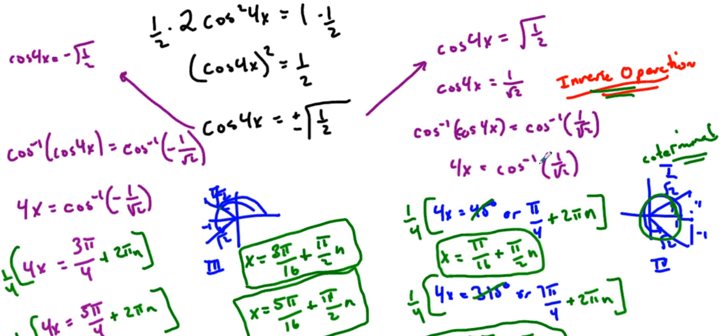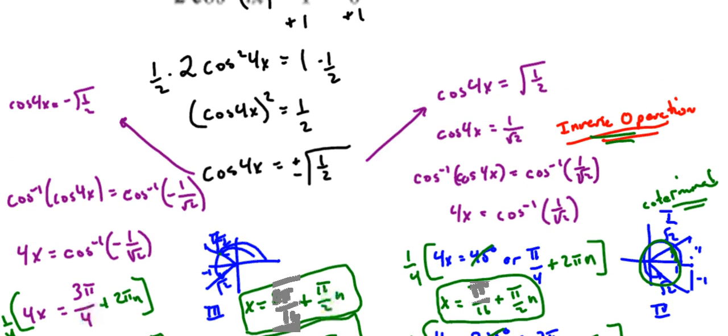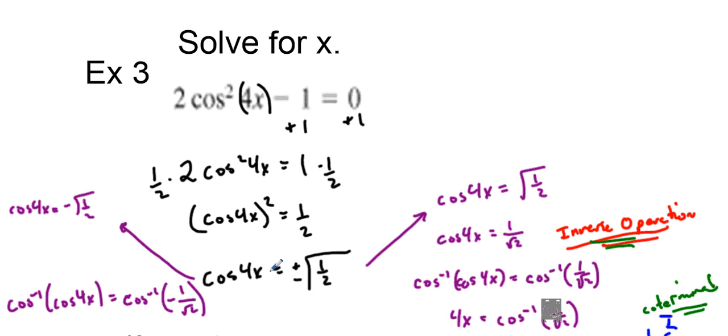Right here, inverse cosine of 1 over square root of 2, or inverse cosine of negative 1 over square root of 2, you find out your basic locations. Make sure you add your coterminal angles if they don't give you any restrictions on the domain. And then, once again, solve for x by dividing finally through by whatever the value is here. Well, that is the end of our example number 3.